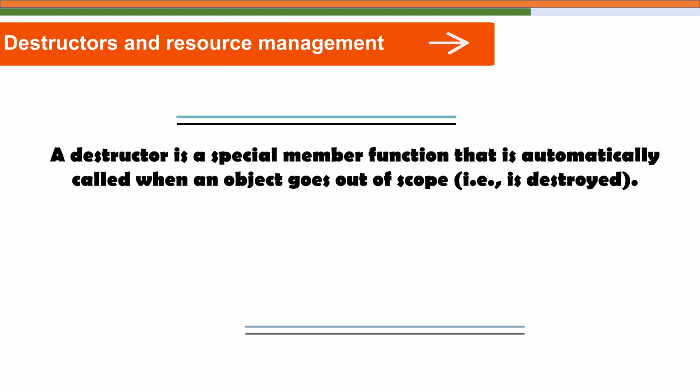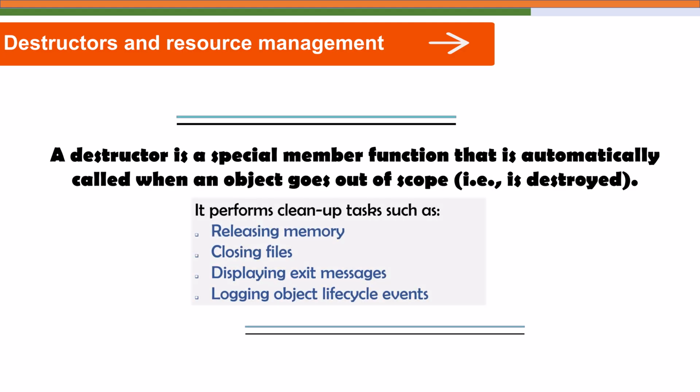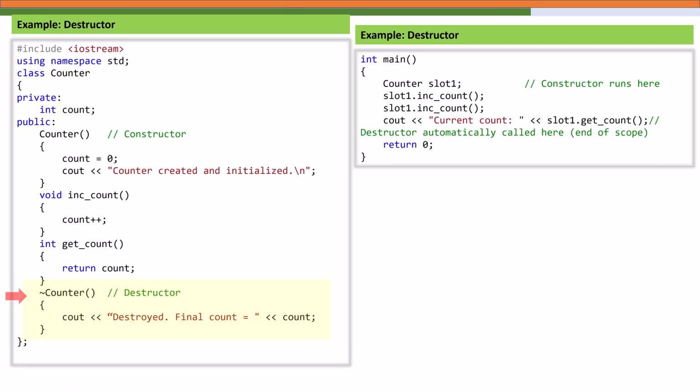The destructor's job is to clean up, to release any resources the object was using, such as memory, file handles, or maybe network connections. Just like a constructor, a destructor has the same name as the class, but it starts with a tilde symbol, and it takes no arguments and returns nothing. So in our counter class, you see a destructor named ~counter, and inside we simply print a message showing the final count before the object is destroyed.